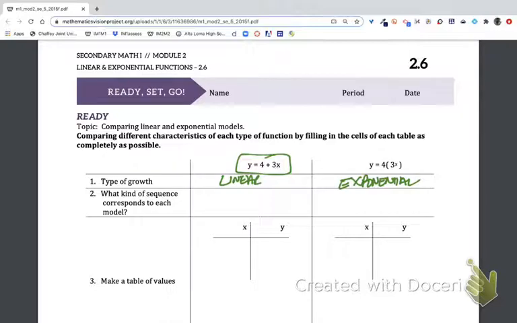What kind of sequence corresponds to each? Well, we know that linear is an arithmetic sequence, and exponential is a geometric.